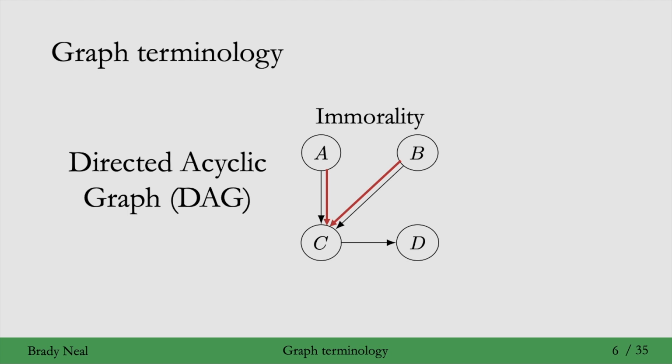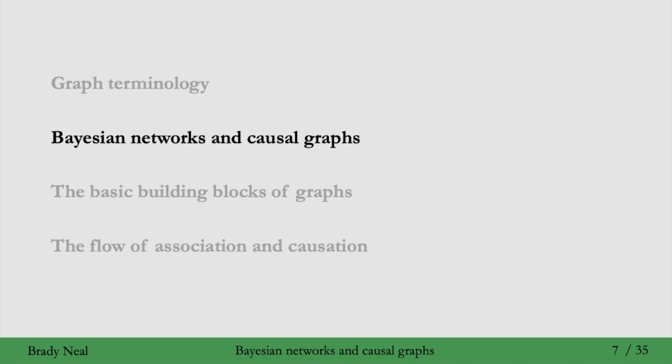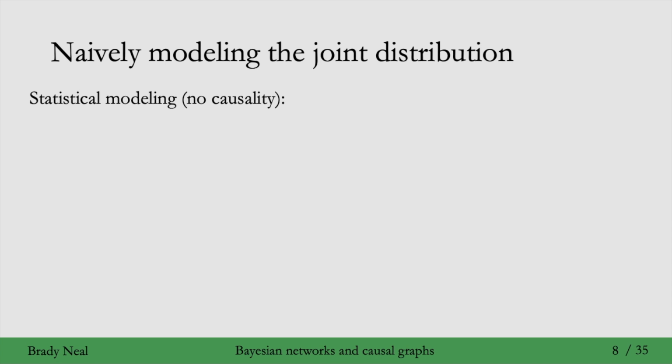Alright, so with that lesson in morality, I think we can conclude the graphical terminology portion of this lecture and move on to the Bayesian networks and causal graphs portion of the lecture. So let's start with no causality at all, just statistical modeling. We'll see that this is a theme throughout the course, statistical models versus causal models. But for now, we're just going to start with statistical modeling.